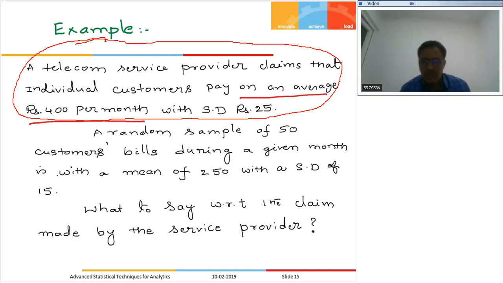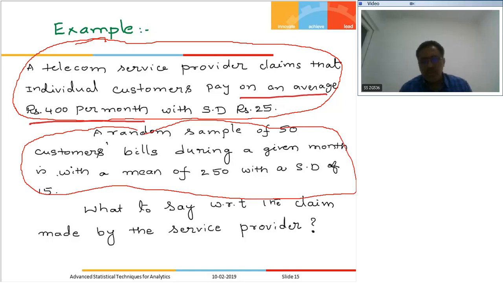This is what they are claiming, their hypothesis: the average amount their customers pay or spend per month is 400 with a standard deviation of 20%. To validate this, we did sampling. We took a sample of 50 customers where we got X bar as 250 and S as 50. So the hypothesis is related to the population, then we had the sampling and the sampling outcome.